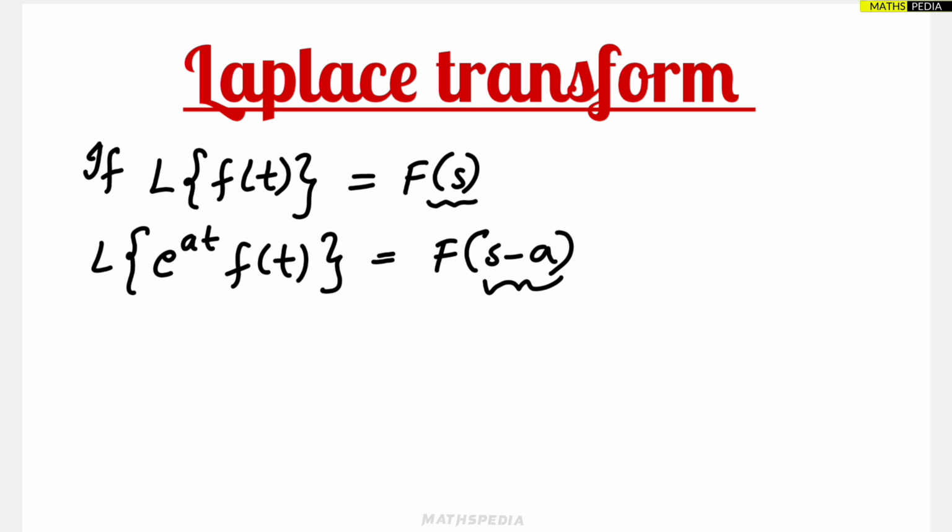So what we are multiplying here, you can observe that e power at has come, and it is getting multiplied with f of t, so there is a shift in the f of s function. This is nothing but the shifting property. We'll try to analyze it using problems. So let us take the first problem.